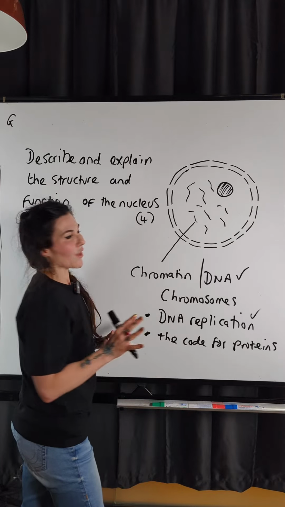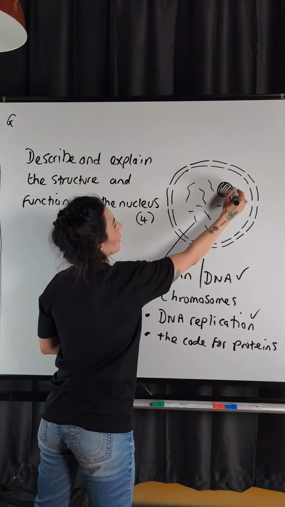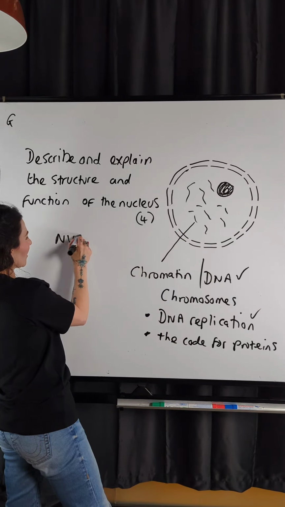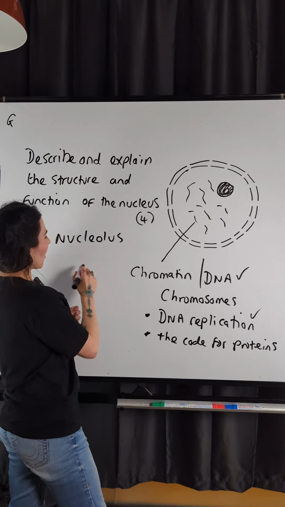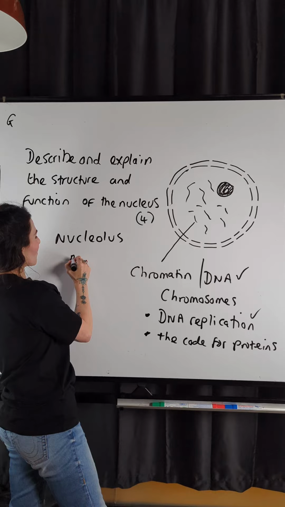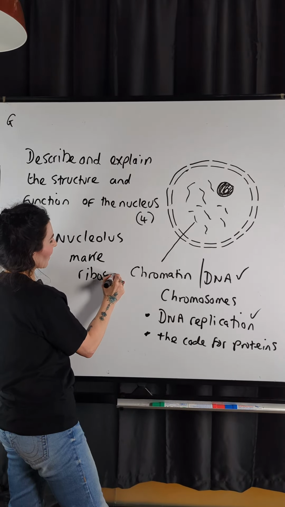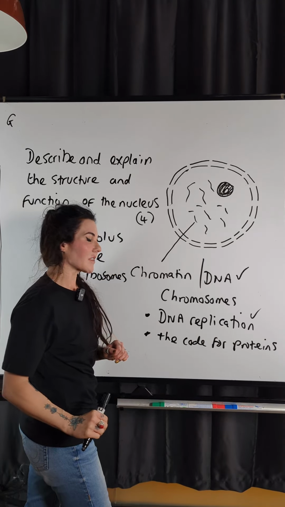Let's have a look at another area of the nucleus to make sure we're getting those 4 marks. The nucleolus is this dense dark structure in the middle. Now the nucleolus, it's actually got a bit of a strange job. What it's there to do is to make the ribosomes, which are needed for proteins to be synthesized.